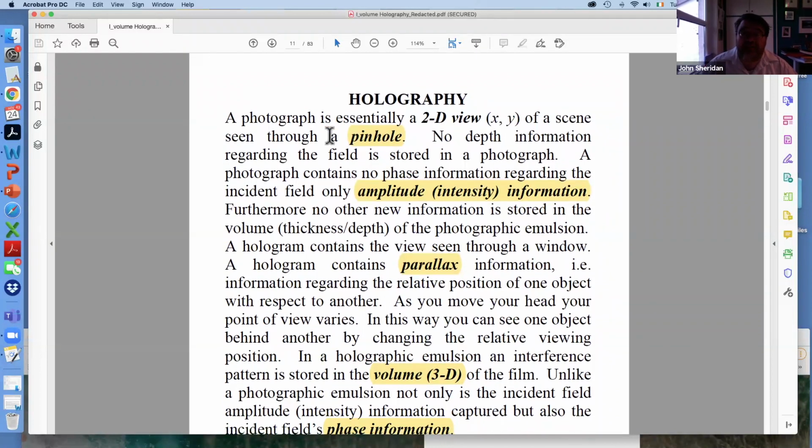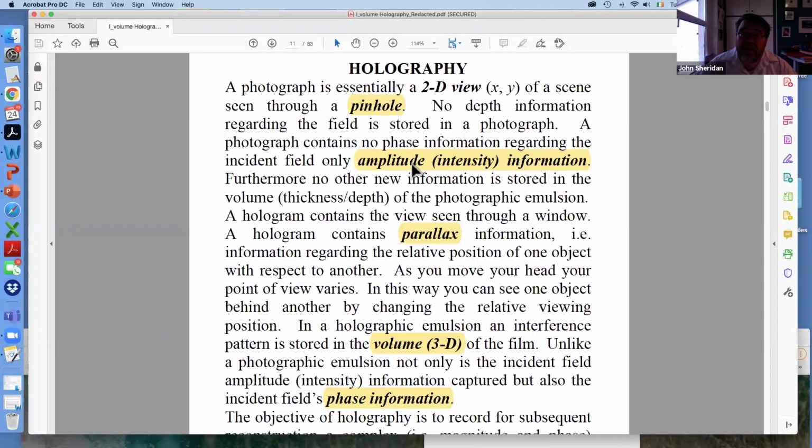And they'll tell you that a photograph is essentially a two-dimensional view, X and Y, of a scene seen through a pinhole. So of course, if you move your eye away from the pinhole, you don't get any three-dimensional depth. You have no depth information regarding the field stored in a photograph.